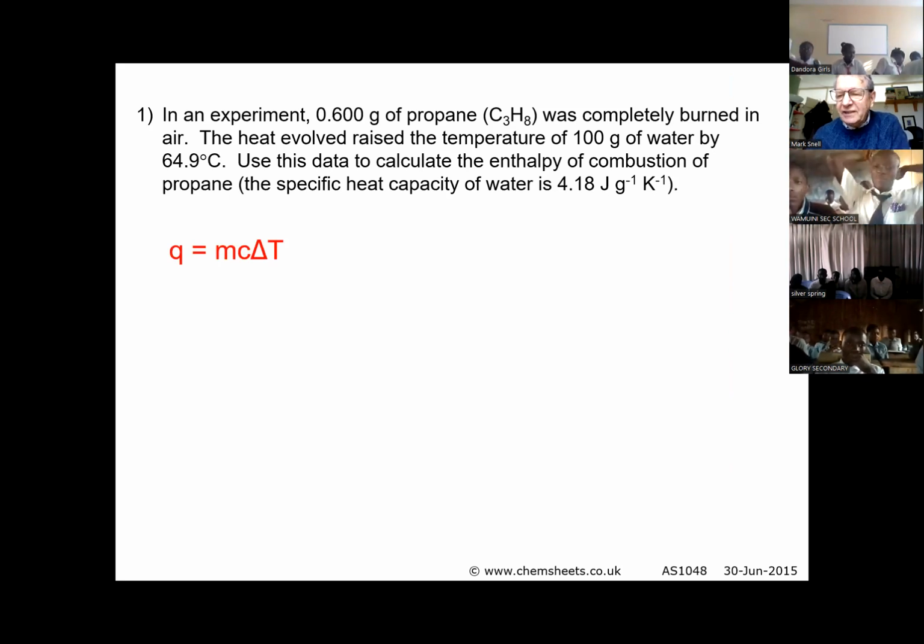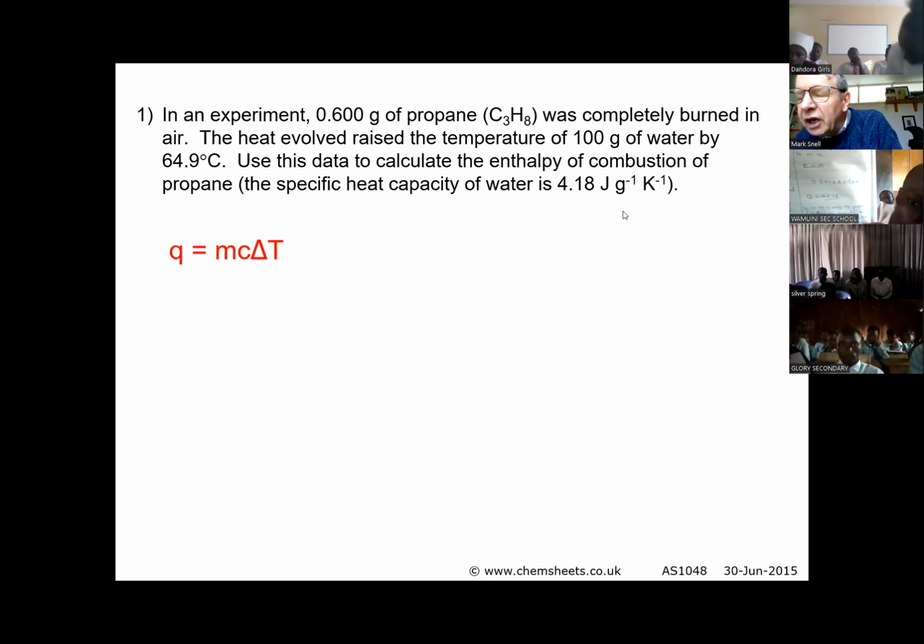So we always start by showing what we're going to do. So we go, okay, Q, that's the total heat change in this experiment, is M, that's the mass of water, not the mass of the whole thing, just the mass of the water which is being heated up. Oh, Wamoini, sorry, hang on. Let me just make you a bit bigger so I can see.